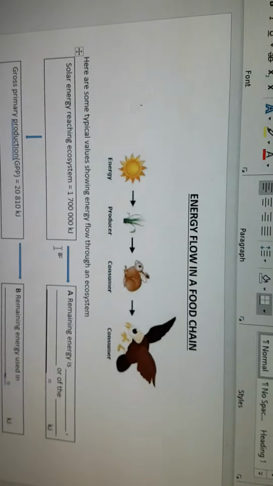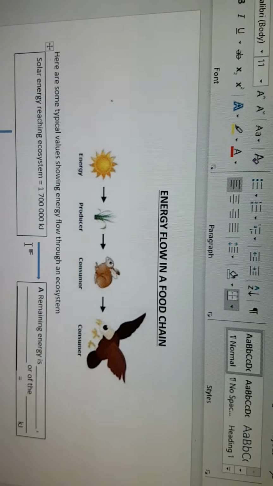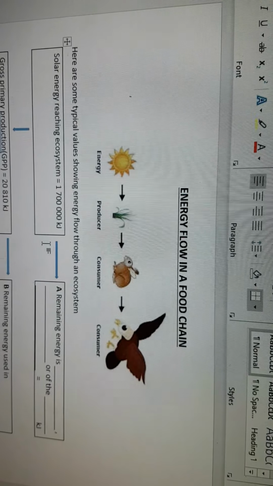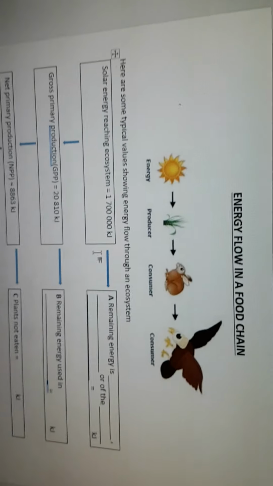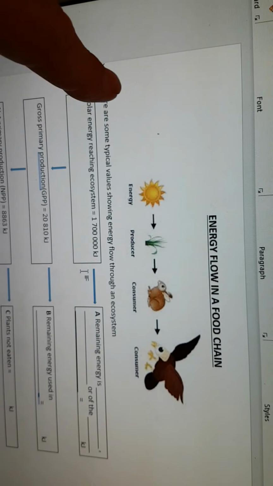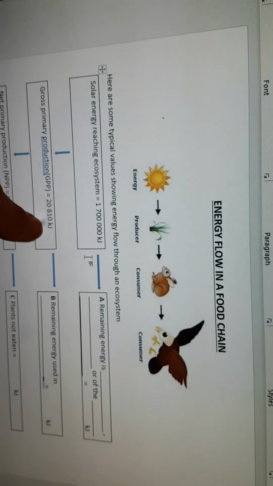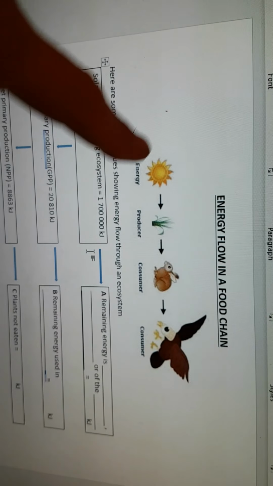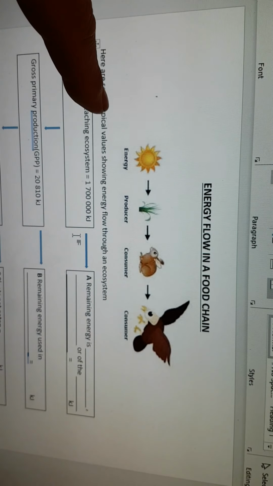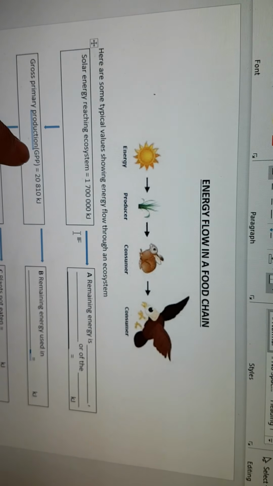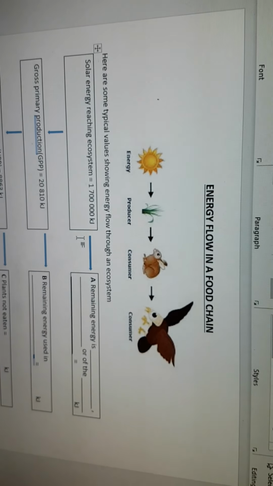Now, solar energy reaching the ecosystem, 1.7 million kilojoules. As I mentioned before, plants are actually remarkably inefficient at converting that to chemical energy. The gross primary production, the amount of that solar energy which is converted to chemical energy, in other words glucose, is only that. One of the questions I ask you is to work out the percentage of the solar energy which is converted during gross primary production. It's just that as a percentage of that, and it's low.